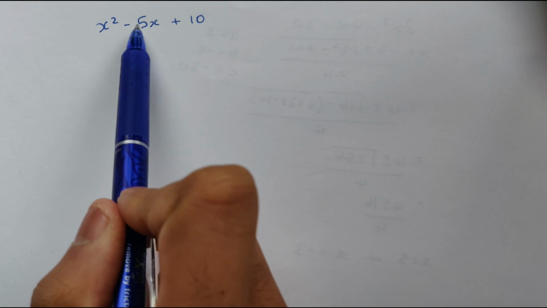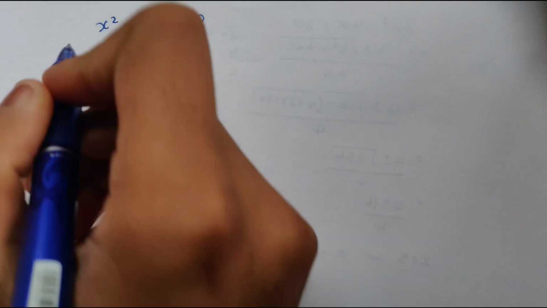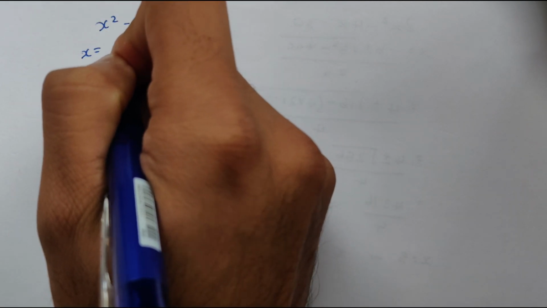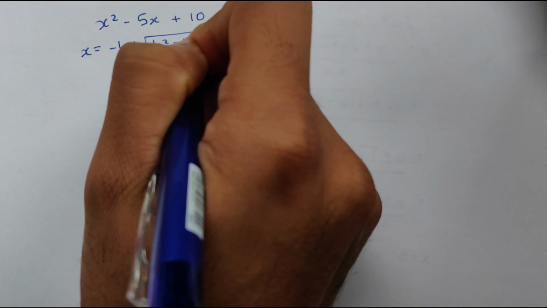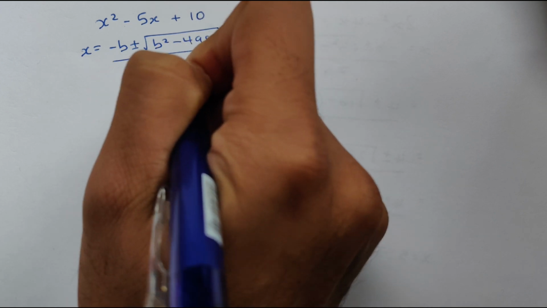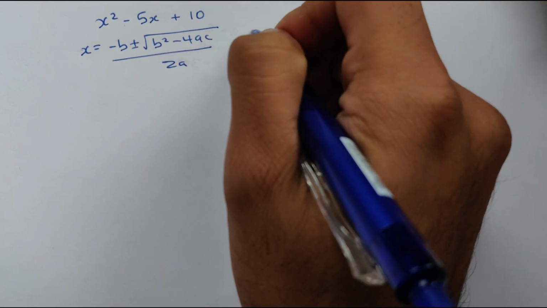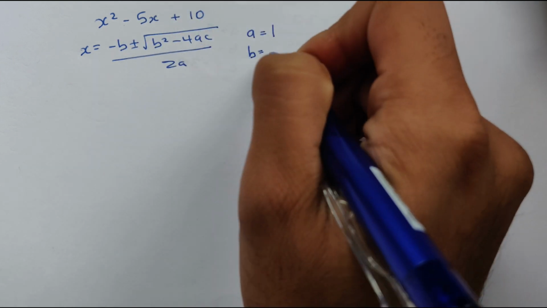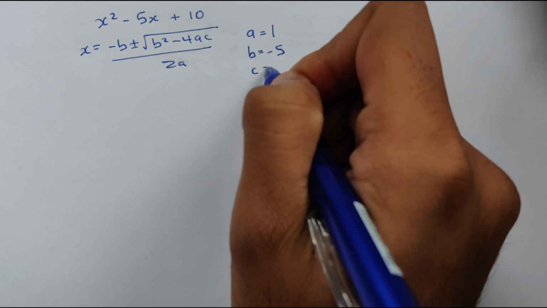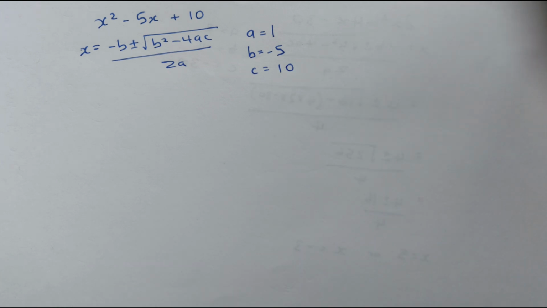Okay, let's work through our final example. x squared minus 5x plus 10. Our quadratic formula is x equals minus b plus or minus the square root of b squared minus 4ac over 2a. So the value of a here is equal to 1, b equals minus 5, and c equals 10. Now let's substitute these values into our quadratic formula.